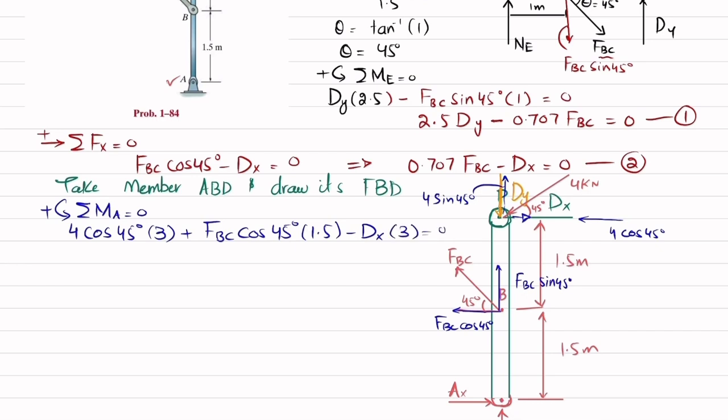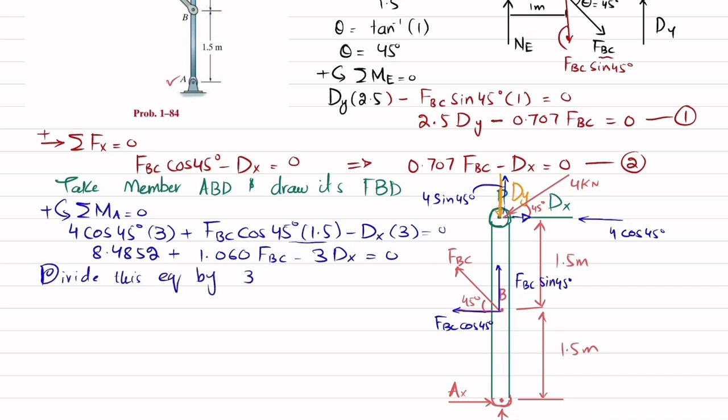So now you can see this 4 cos of 45 multiplied by 3 will give you 8.4852, plus this cos of 45 multiplied by 1.5 will give you 1.060, and there will be FBC minus 3 dx is equal to 0. Divide this equation by 3 to get dx, clear.